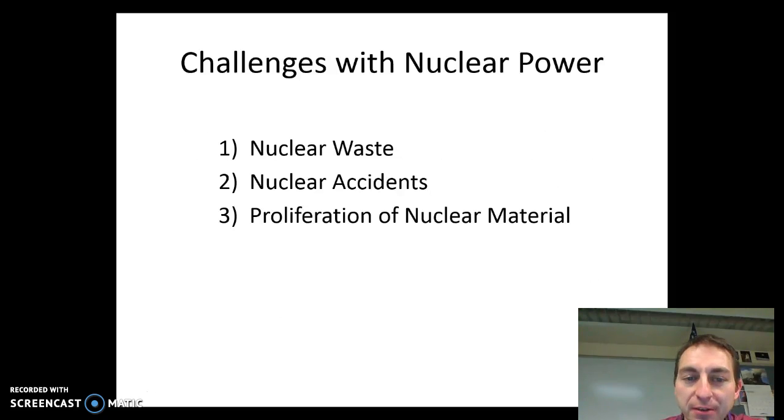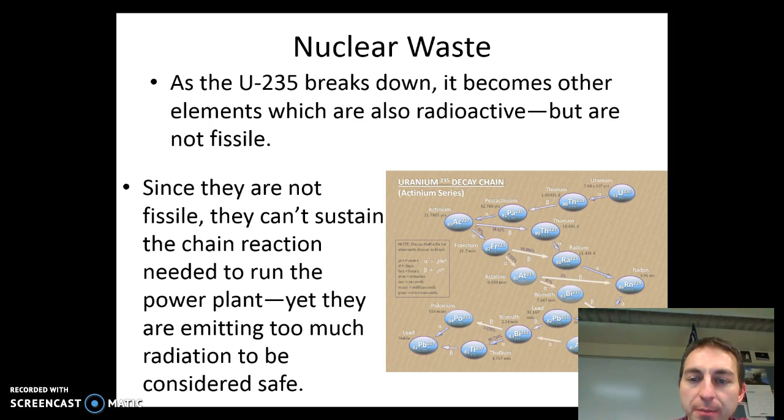When you look at the challenges, we have three main things that I'd want you to know about: nuclear waste, nuclear accidents, and the proliferation of nuclear material. So when we talk about nuclear waste, the idea is that U-235 is breaking down and releasing energy. However, there are byproducts of that breakdown, and those byproducts are also radioactive. But they're not capable of supporting a chain reaction, and therefore they're not going to be capable of running the power plant based upon their own radioactive decay.